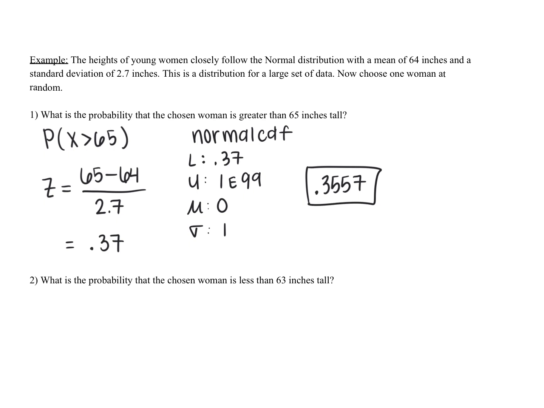So that's option 1. Option 2 also involves normal CDF, but it involves using the values we were given. So if I want to be greater than 65, my lower bound is 65. My upper bound is the 1E99. I'm going to plug in my mean of 64 and my standard deviation of 2.7. Now, this method is technically more accurate if your z-score is not an exact value. Like when we calculated our z-score, it wasn't exactly 0.37.